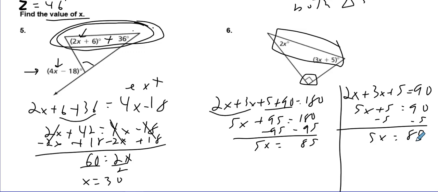All right, and then when I divide by 5, x equals 17 on both. Okay, and again, it did not ask us to find any values, but if I wanted to, 2 times 17 is 34. Okay, 3 times 17 plus 5 would give me that angle.